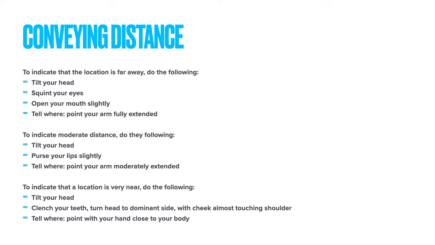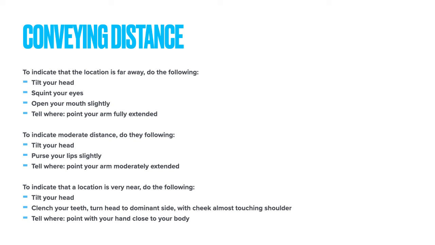If you're indicating moderate distance, something that's not too far, but it's really not that close either, you're going to tilt your head again. You're going to press your lips very slightly, not super tight, but just slightly. And then you're going to point your arm just a little bit. You are going to bend your elbow. It's not going to be fully extended, just barely bent to point.